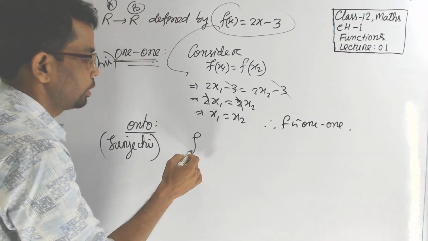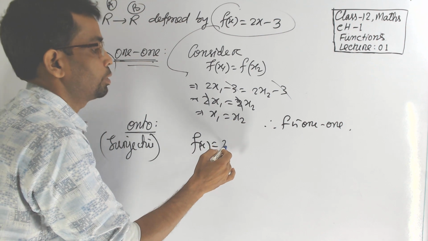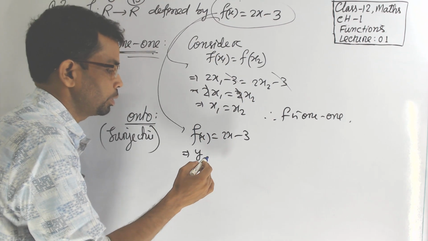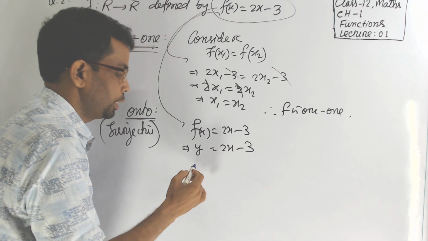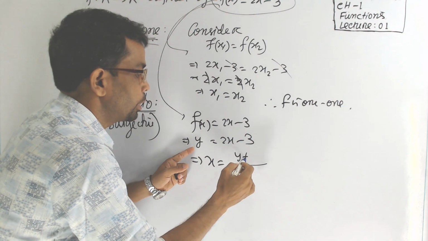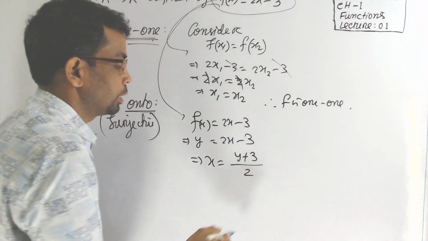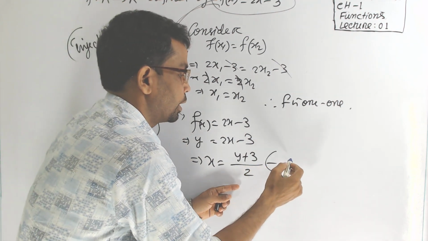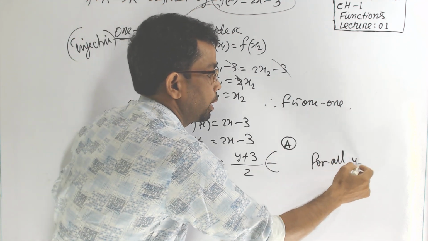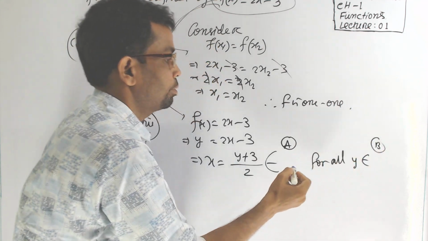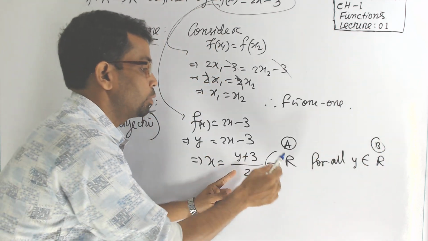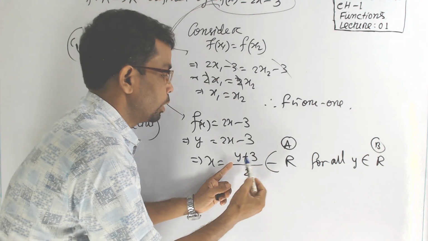Surjective function: given the function f(x) = 2x - 3, we start with the given function. f(x) is also denoted by y, and you write x in terms of y, so it is x = (y + 3)/2. Now, will it belong to the first set, belonging to A for all y belonging to B, the second set? Here the first set is the real numbers, the second set is also the real numbers. Now will it belong to the real numbers for y belonging to B?